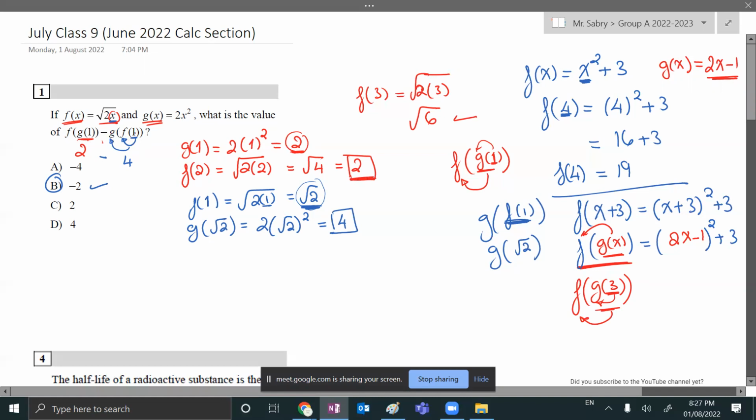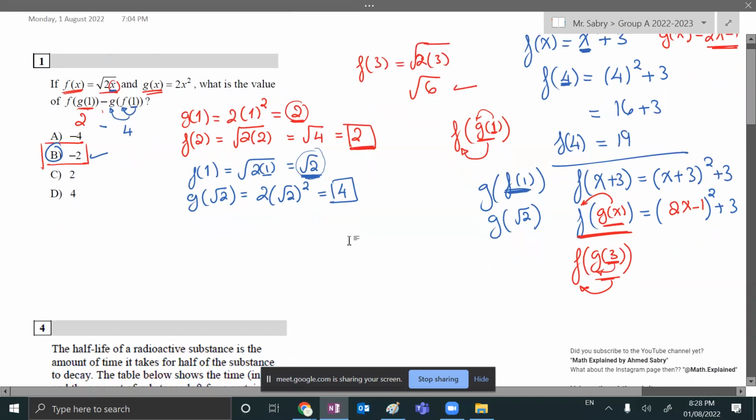And then I got g of f of 1, which is mainly f of 1 first, the whole inside part first, which is root 2, and substituted that into the g, which came out as 4. Then I subtracted 2 minus 4 and it got me the whole answer as negative 2. Clear? Yes. Thank you. Most welcome.